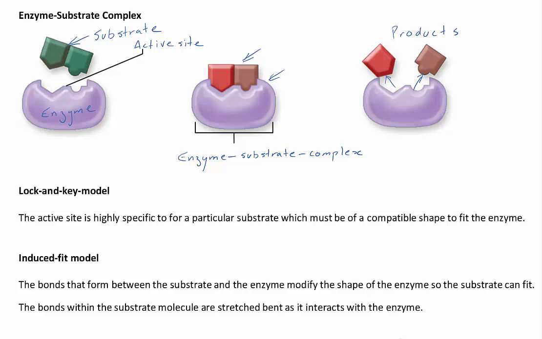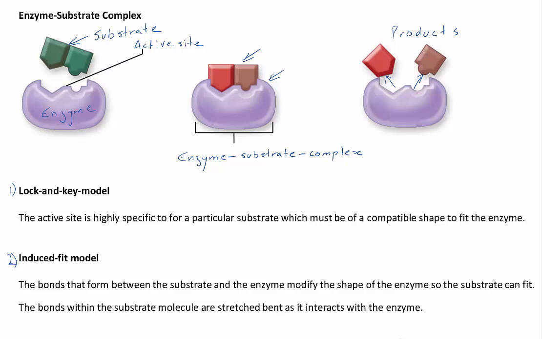There are two different models of how enzymes work: the lock and key model and the induced-fit model. The lock and key model suggests that the active site is highly specific for a particular substrate, so they fit together like a lock and key. And this is why most enzymes only catalyze one or a few chemical reactions.